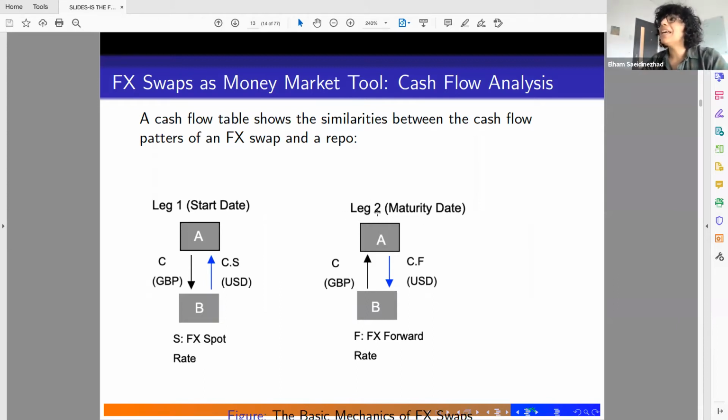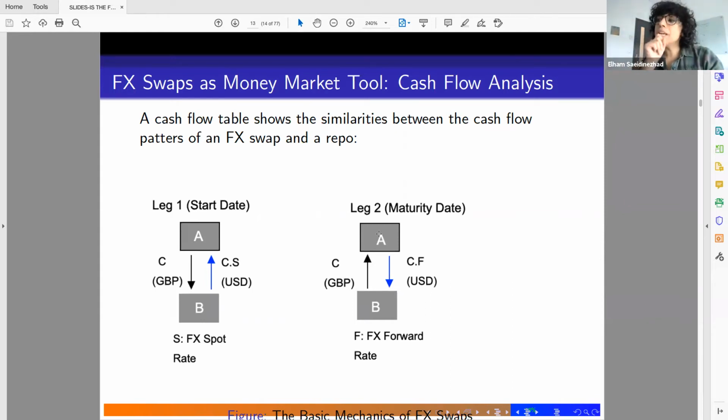In the second leg, we see that bank A, which was a British bank, is going to repurchase those pounds, and bank B, which is, let's say, an American bank, is going to repurchase those dollars, but this time the price is an FX forward rate. So we have two transactions and two prices are determined here.